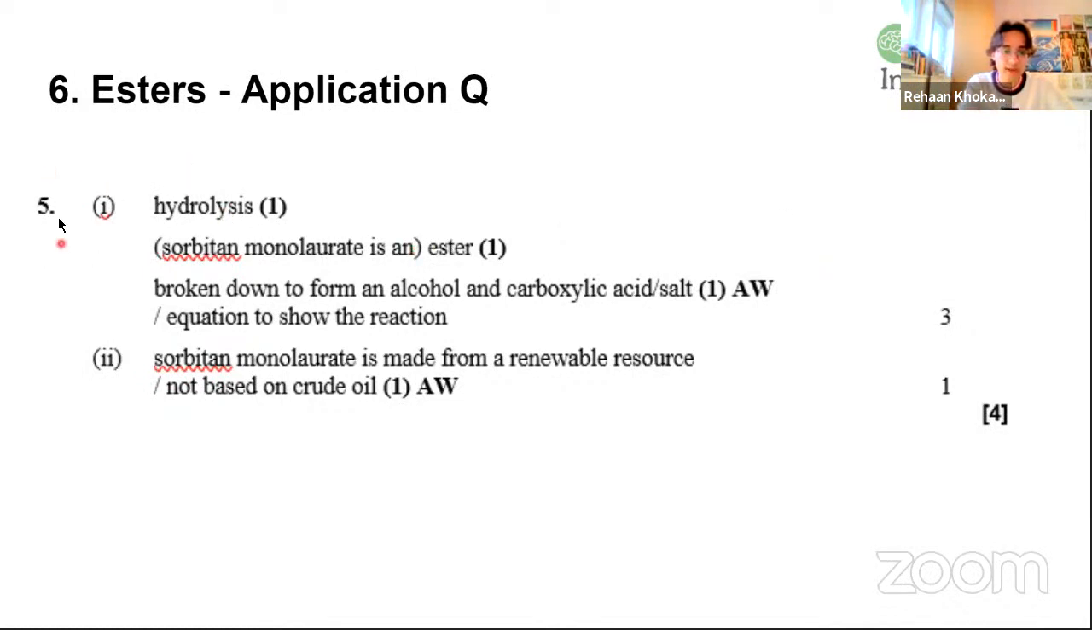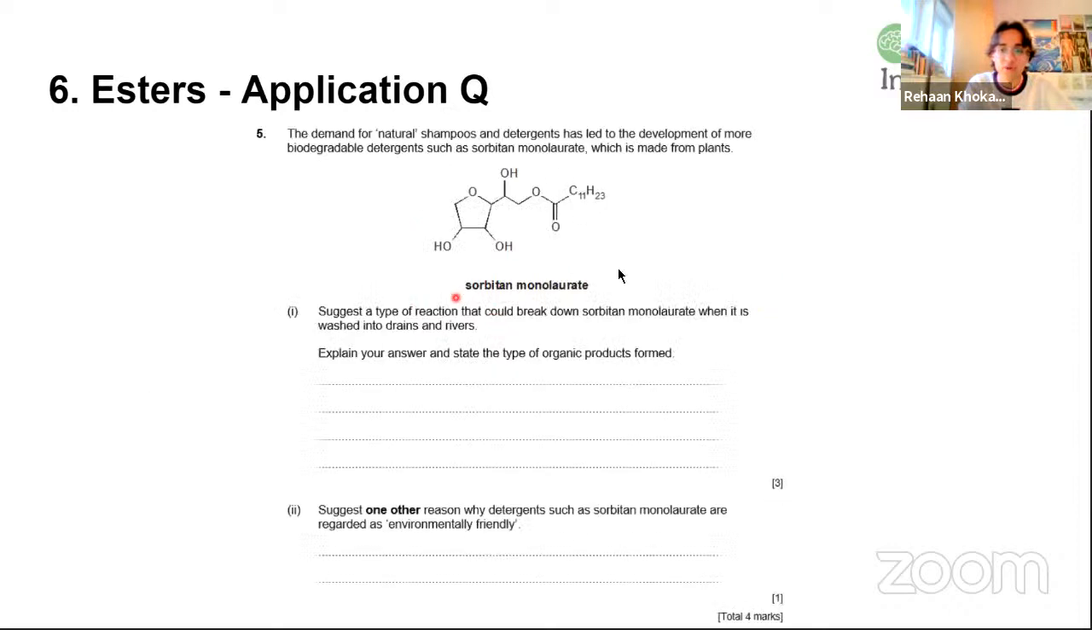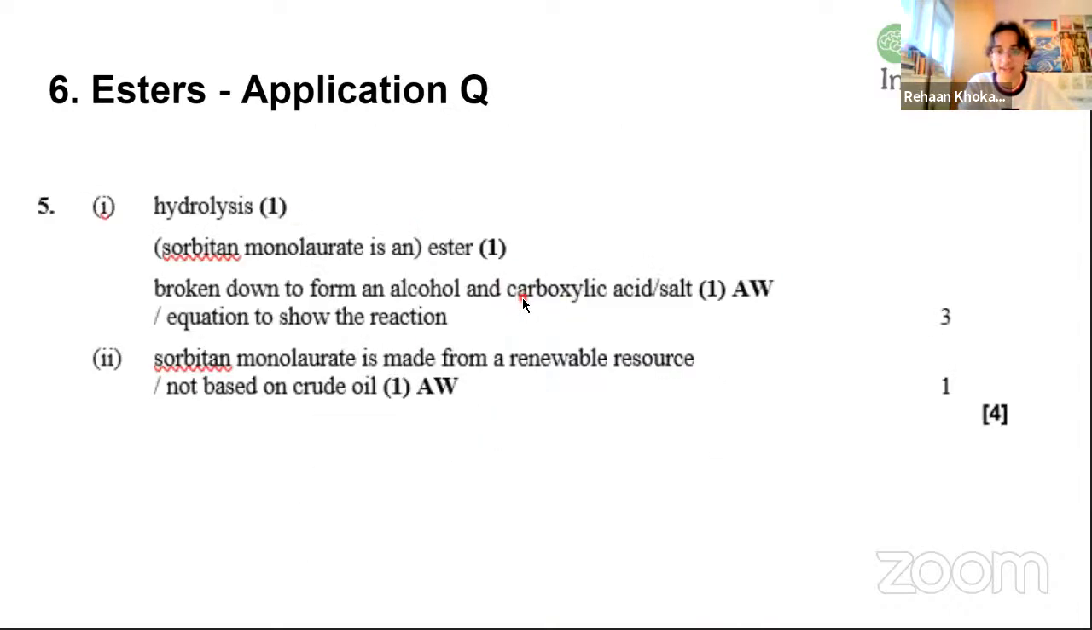So if we have a look at the mark scheme: hydrolysis, because it's an ester and it's broken down to form an alcohol and carboxylic acid / salt, or do the equation for the reaction. This is an old spec question, like a really old question. I think in the new spec, they would definitely ask you to draw this reaction out instead. So make sure you are confident in doing that and do that in your own time after this section.